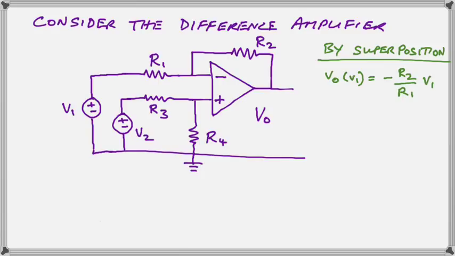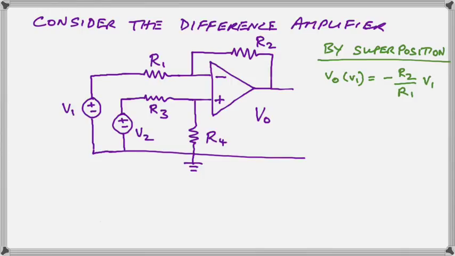Now, by superposition, we can ground one input and observe the response from the other input. In this example, we have V2 replaced by a connection to ground. So essentially, the plus terminal of the op-amp is grounded through R3 and R4 in parallel.